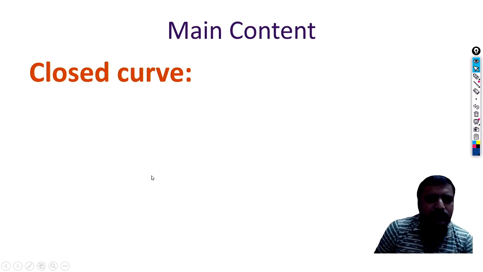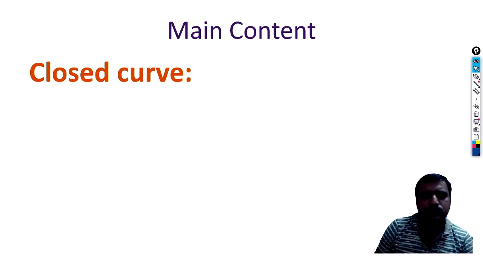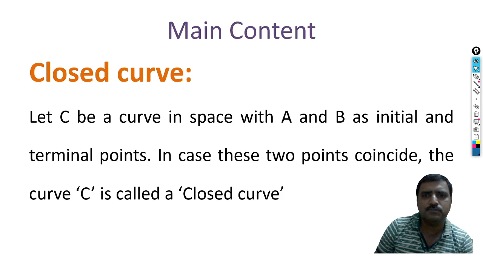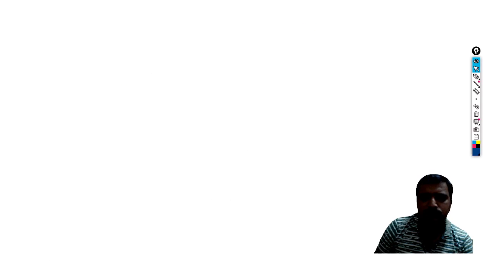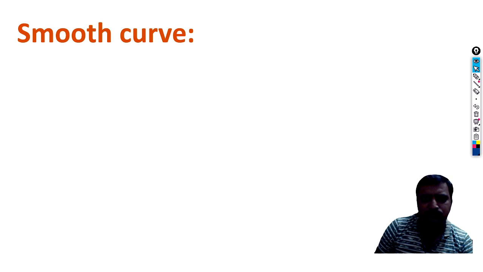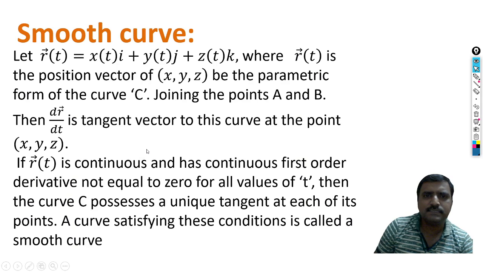To understand the line and multiple integral concepts, we should know some basic concepts on curves. So what is a closed curve? When the initial point and final point of the curve are the same, we say the curve is a closed curve. For example, a circle is a closed curve, a rectangle is a closed curve, and a triangle is also a closed curve. So what is the meaning of a smooth curve? Smooth curve means the curve is differentiable.